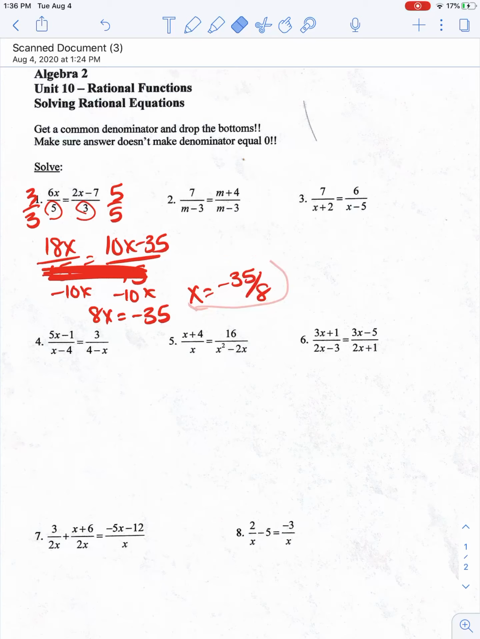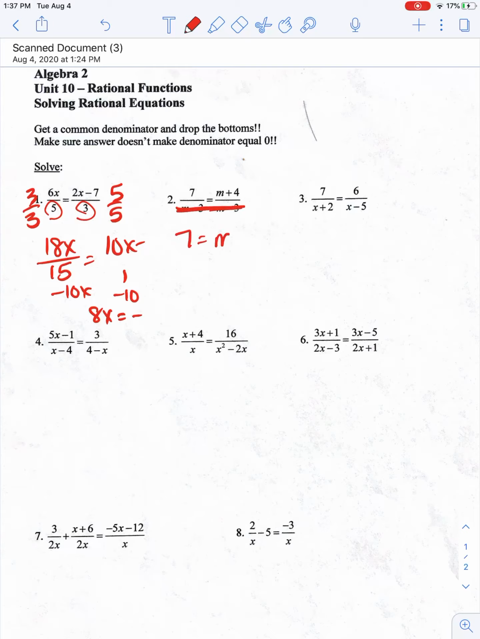But let's look at the next one where I think something like that pops up. So in number 2, they already have a common denominator, which is wonderful, and that means we don't have to do a thing. We can just drop the denominators. So that's going to give me 7 equals m plus 4, and then I can just solve, and I get m equals 3.